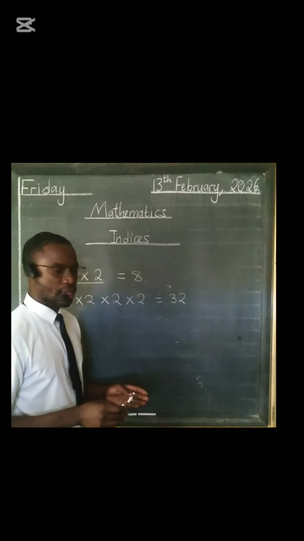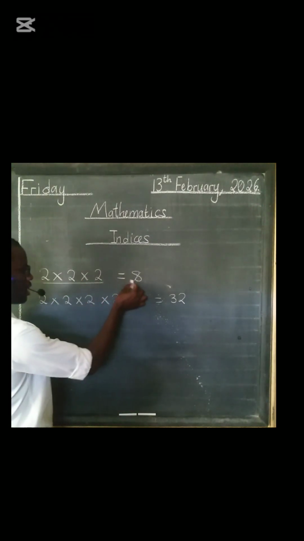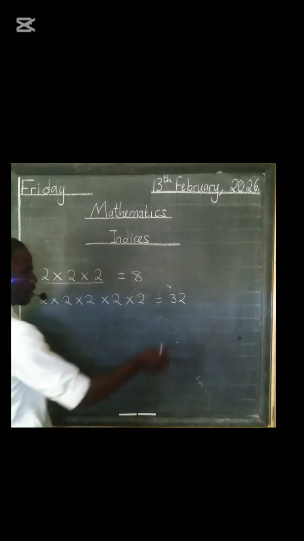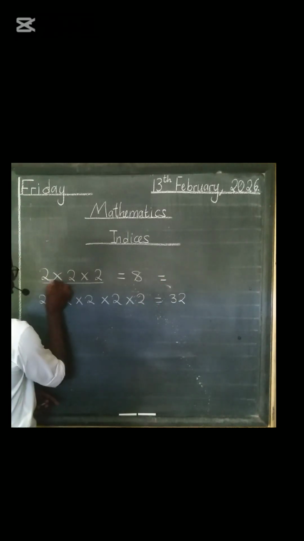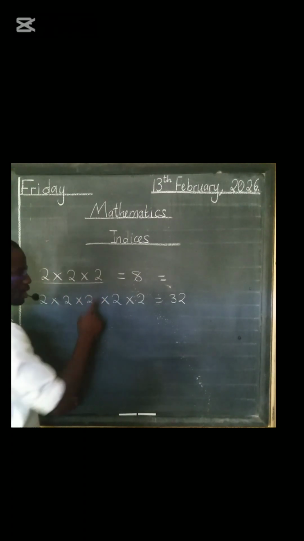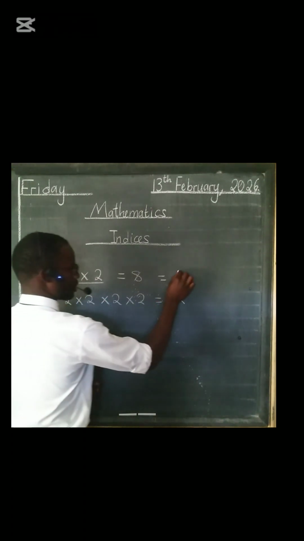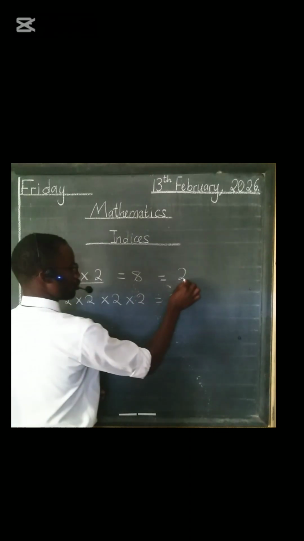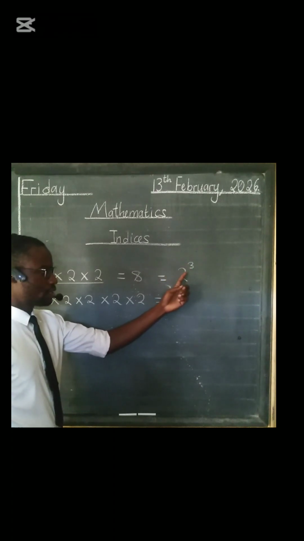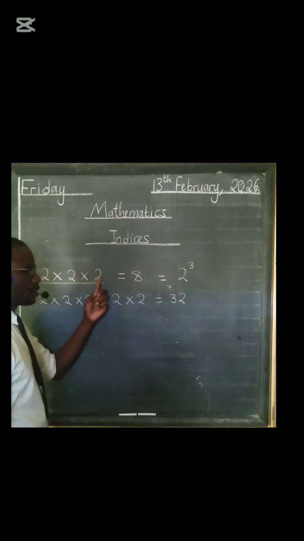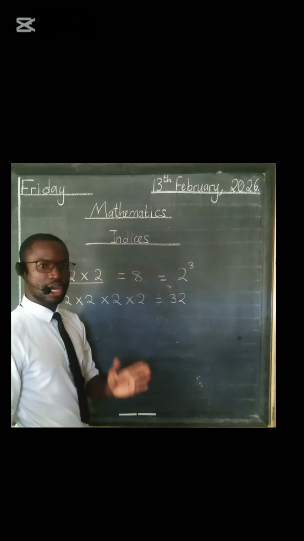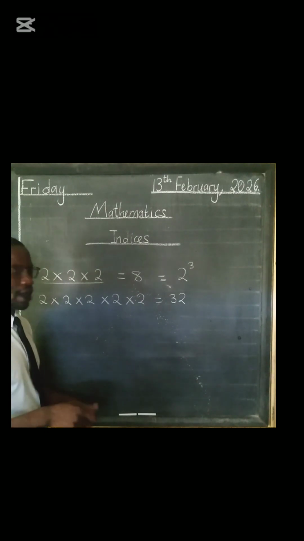Now, indices are brought in because they help us express or explain this part in the shortest form possible. How do we do that? Instead of writing 8 as 2 by 2 by 2, we just count the number of 2's we have, as in 1, 2, 3. So we are multiplying three 2's. As such, we can express this as 2 to the power 3. This 2, the so-called base, represents the number that is being multiplied by itself. The 3 up here represents how many times you are supposed to multiply that number by itself.